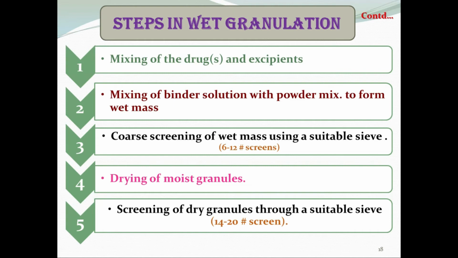Don't forget the mesh sizes. In step number 3, the coarse screening of wet mass using a suitable sieve, if you are passing wet mass through the sieves, then the screen size is 6 to 12. If you are screening the dry granules for uniform size, then the sieve size is 14 to 20. Don't be confused; many times there is a question on this in GPAT also. For dry granules generally a 14 to 20 mesh screen is used, and in the case of wet mass passed for the preparation of granules, it is a 6 to 12 mesh screen.